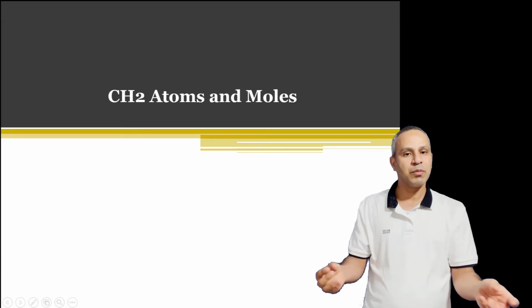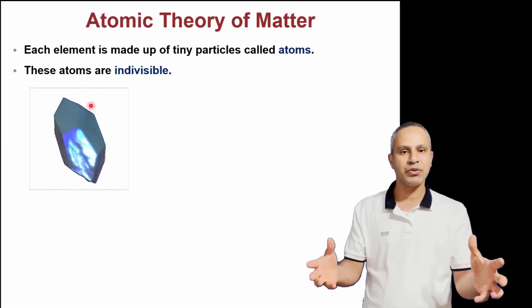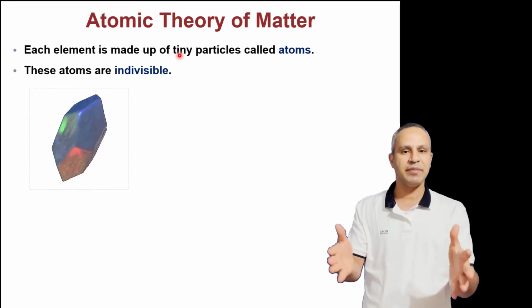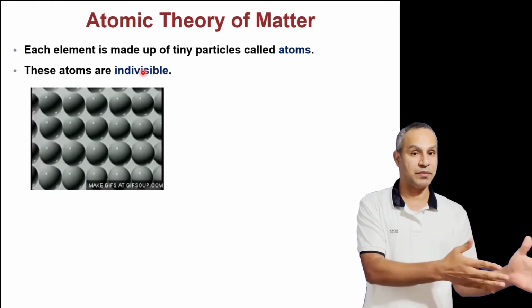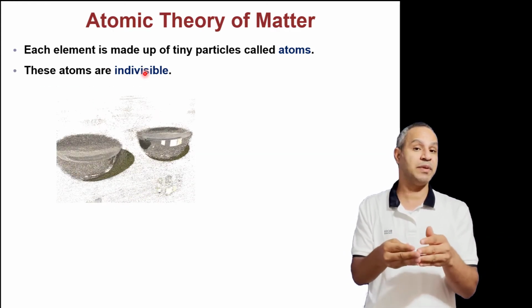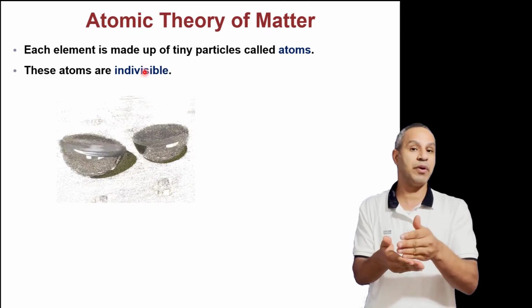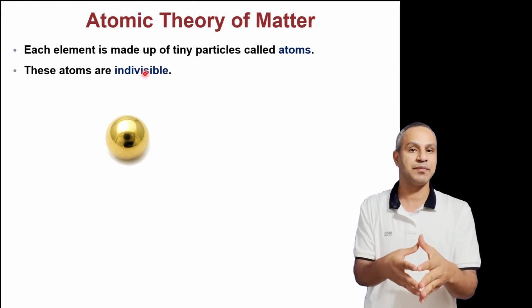The first acceptable model to answer these questions was Dalton's atomic theory, with the first postulate of the theory that any element is made out of tiny indivisible building blocks called atoms, which means if you divide any piece of element into smaller pieces, you will eventually reach a point or a particle that you can no longer divide into smaller pieces. This particle is called an atom.